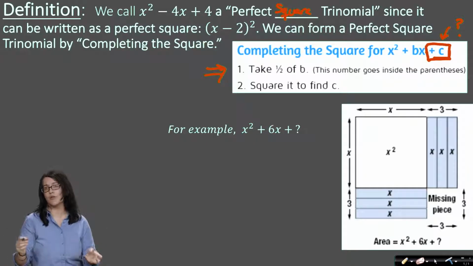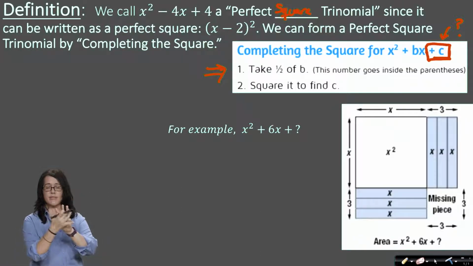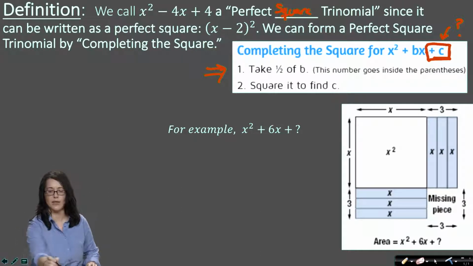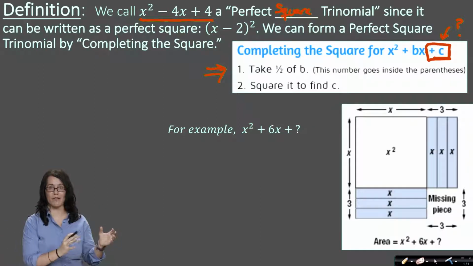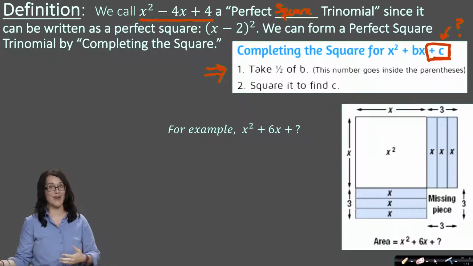But when I say a perfect square trinomial, trinomial means 3 terms, right? So what we're saying is you have a trinomial like, for example, x squared minus 4x plus 4. That's a trinomial. I claim that it's a perfect square trinomial, or a PST if you're in a hurry, because I could rewrite that as something times itself. In other words, it's a perfect square trinomial.